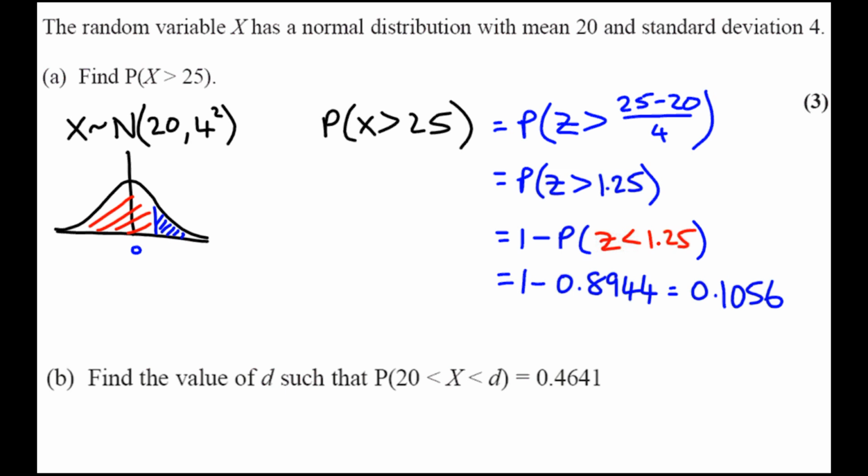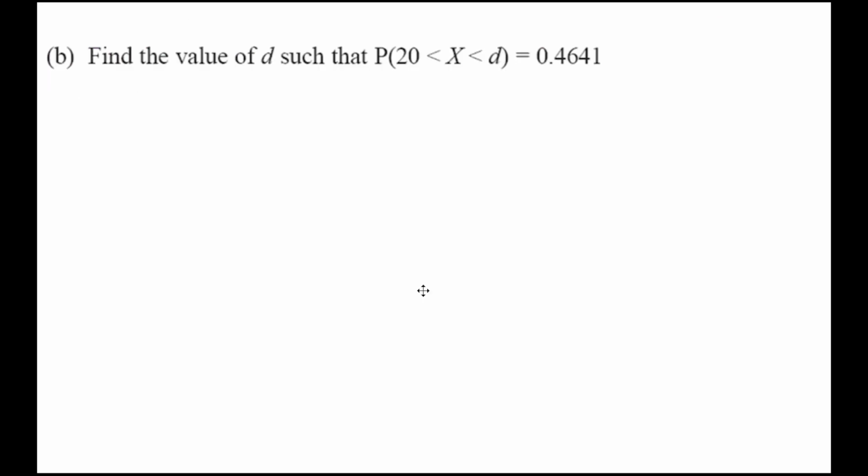All right, moving on to part B. So we're asked to find the value of D such that the probability that it's in between 20 and D is 0.4641. Okay, just because it's gone off screen, let me come back with that distribution. So it was a mean of 20 and a standard deviation of 4. Let me put this onto a diagram then.